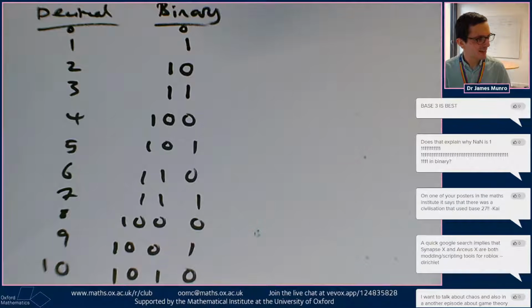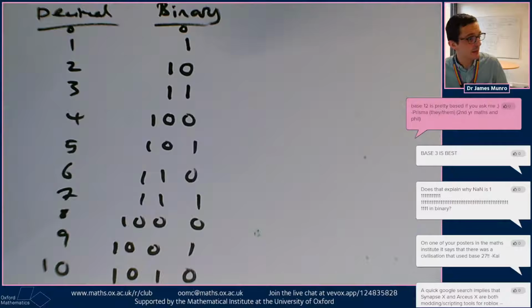Not a number. Base 3, trinary or ternary, is pretty fun. In base 3 you're allowed to use 0s, 1s and 2s, but you overflow after that. So the next digit is worth 3, the one after that is worth 9, and then the one after that is worth 27. And base 27, I guess, is a bit like base 3. Base 60 is cool as well.